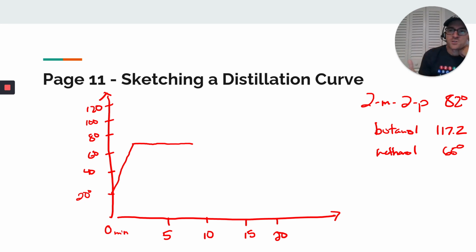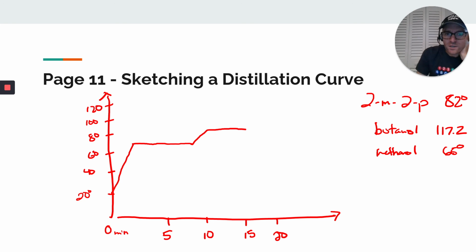Our mixture is going to shoot up. Its temperature again will increase. And it won't plateau again until it gets to its next boiling point. So it'll go up until we get to 82 degrees. And when we get to 82 degrees, our 2-methyl-2-propanol will start to boil. Our temperature will flatten out. It's all going to boil off.